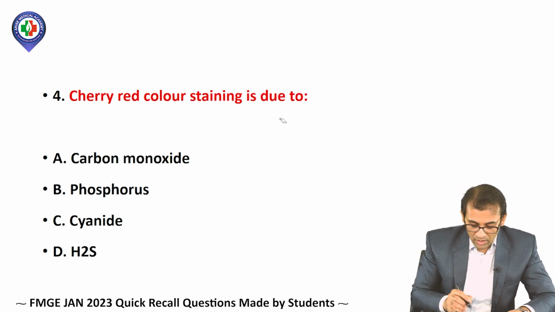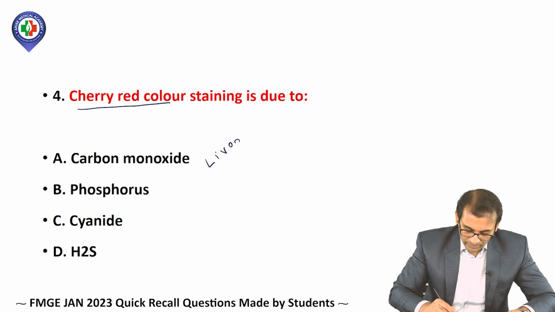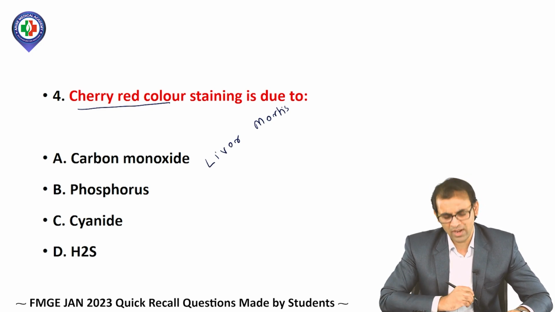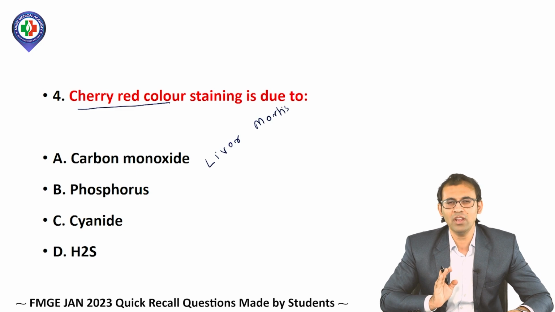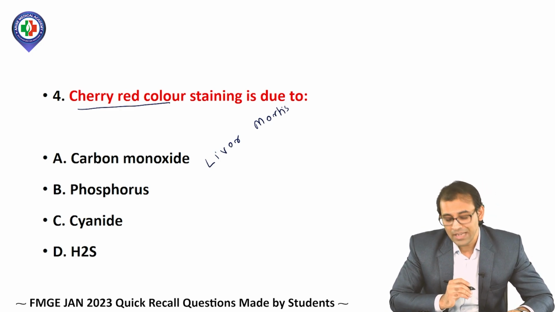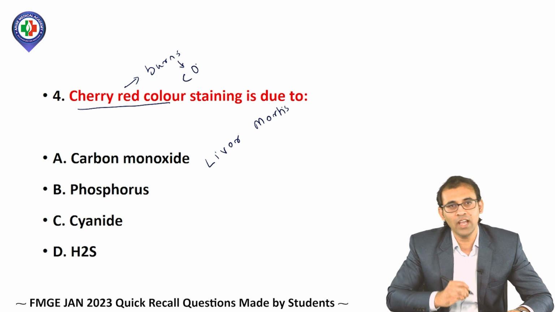Okay, question number 4. This is about livor mortis, basically discoloration or staining of the dead body. As we have learned, livor mortis depends on the nature of hemoglobin. Ideally, there is a purplish color because of deoxyhemoglobin. But in this question, cherry red color is seen in a case of burns because of carbon monoxide poisoning.